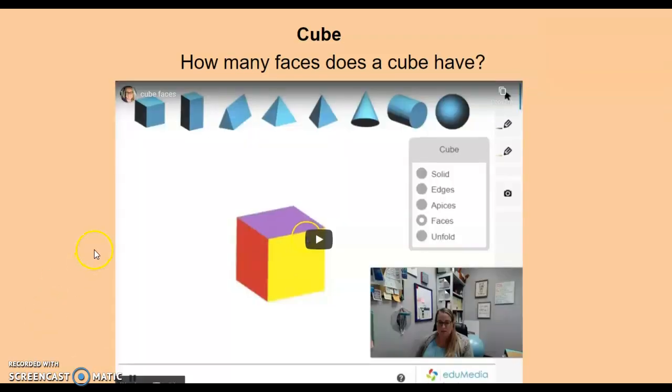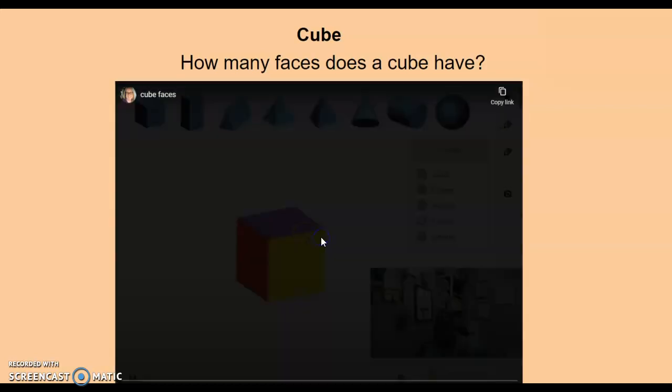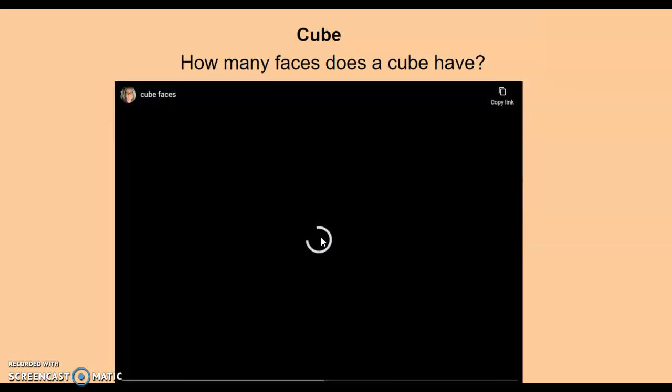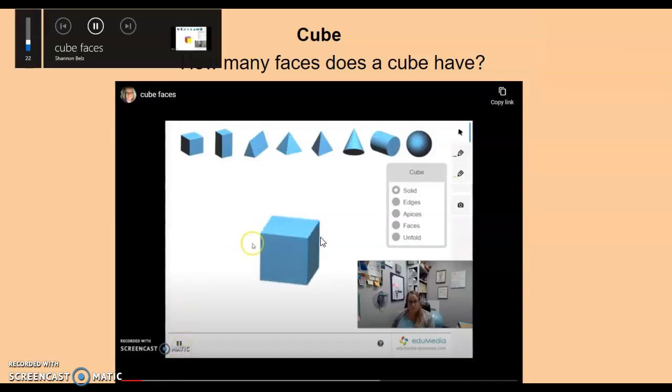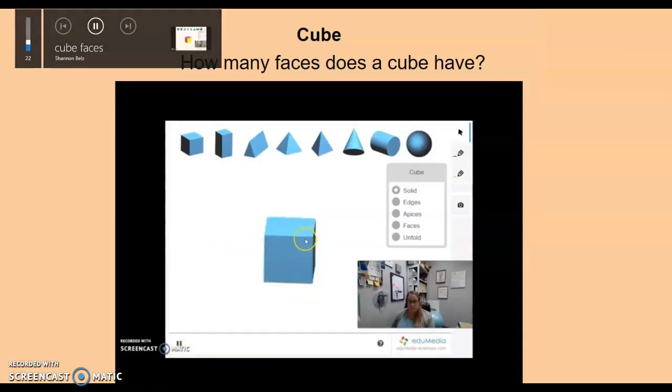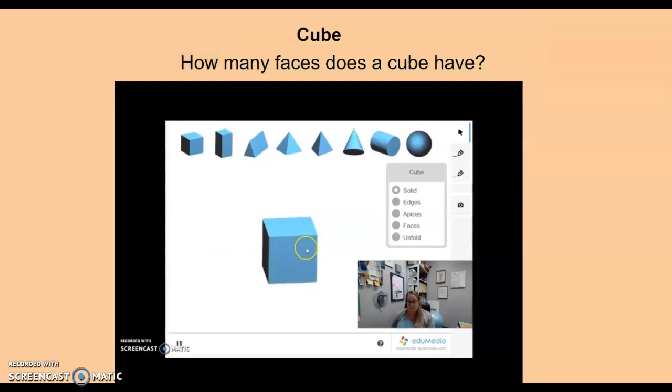So let's look at this. Let's see how many faces a cube has. Remember, the faces are the flat surfaces and I'm trying to figure out how many there actually are. So let's watch and see. Let's look at this cube. We're able to see what it looks like. We can see that it's standing up and that it's made of different squares.